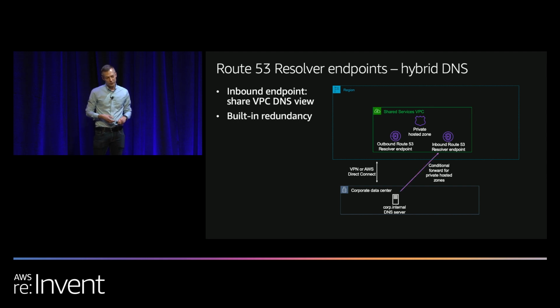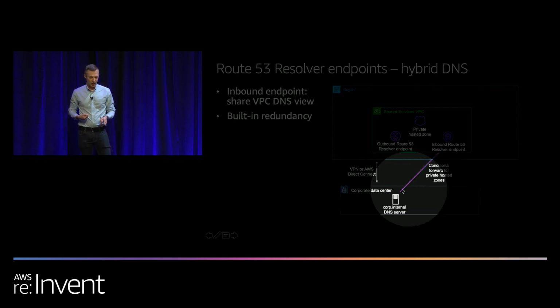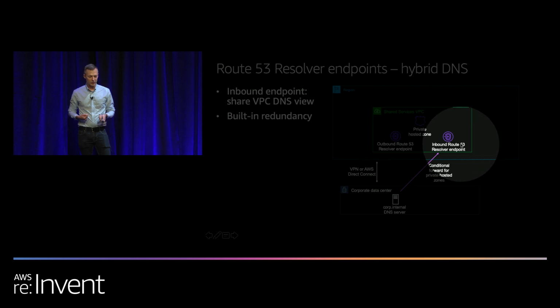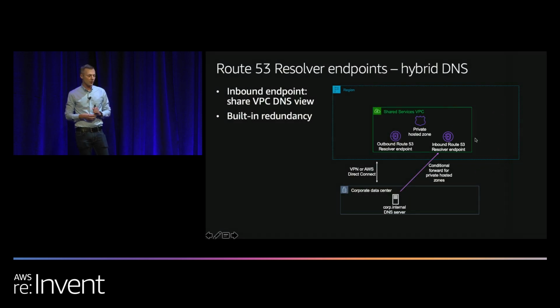The way we do it for extending the cloud view onto prem is conditional forwarders. So our on-premise environment can talk to an inbound Route 53 resolver endpoint, and the way that you do this is just a conditional forward for the private hosted zone. This allows you to be able to resolve in the VPC as if your on-premise servers and DNS infrastructure was sitting in an Amazon VPC.